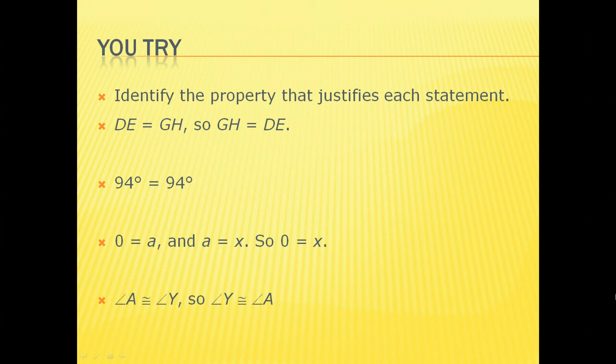DE equals GH, so GH equals DE. Did you get this? Symmetric property of equality. 94 degrees equals 94 degrees. You should have gotten the reflexive property of equality. A equals B, and B equals X, so A equals X. This would be the transitive property of equality.